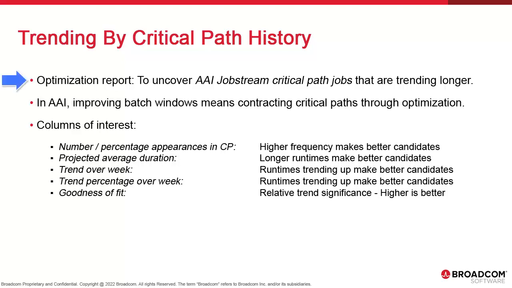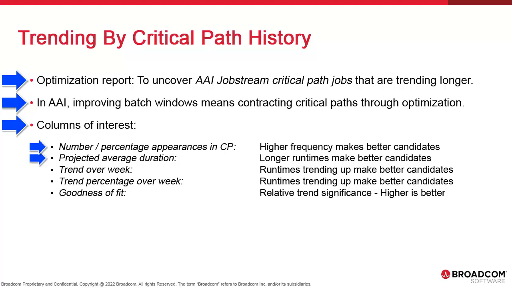As we explained, the Trending by Critical Path History report aims to improve batch windows through critical path contraction. It looks at Jobstream runs to reveal the lowest hanging fruits. Candidates are uncovered through the numbers found in the report's columns. First, the frequency of inclusion of a job in the critical path is important. We know that the biggest bang for our buck lies with jobs consistently present in the critical path.